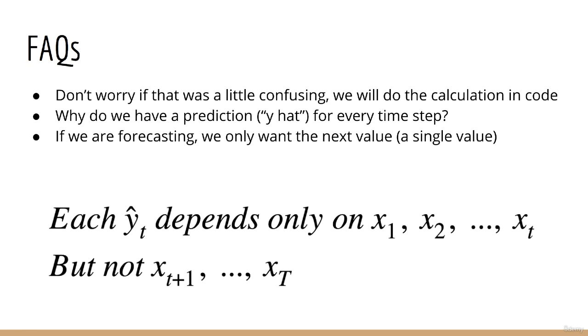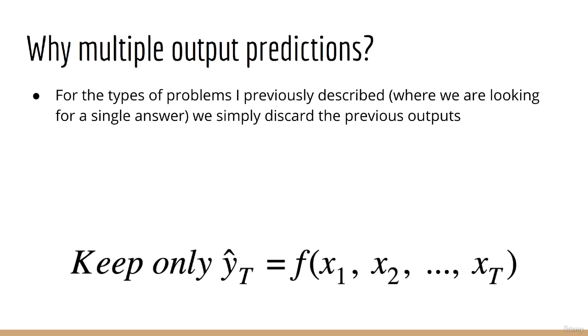If we are predicting something like the sentiment of a tweet, we only have one answer, positive sentiment or negative sentiment. So what is the purpose of having a y hat for each time step? Each of the y hats depends only on the x's up to that point. The answer is that for these types of problems which I just described, all the y hats, except for the final y hat, are ignored. So y hat of big T gives us the final prediction, and all the previous y hats are discarded. You can think of them as like temporary variables.